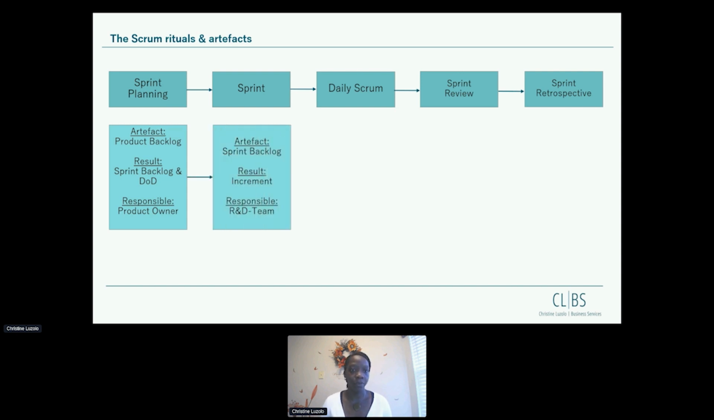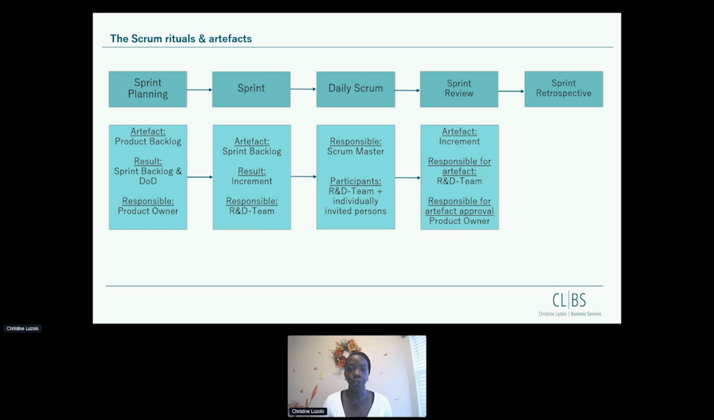Then the sprint itself. So the artifact for the sprint itself is the sprint backlog. The result is the increment. Responsible here is the R&D team. Then there's the daily scrum, which takes place every day during the sprint. Responsible here is the scrum master. But the scrum master is not necessarily a participant. The scrum master only makes sure that the R&D team, who are the obligatory participants, come together each day, plus individually invited persons that they might need to discuss a certain issue that came up the last day. And just to get together to update each other on a daily basis about what's going on in the project.